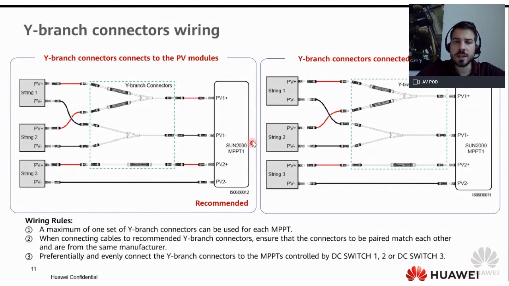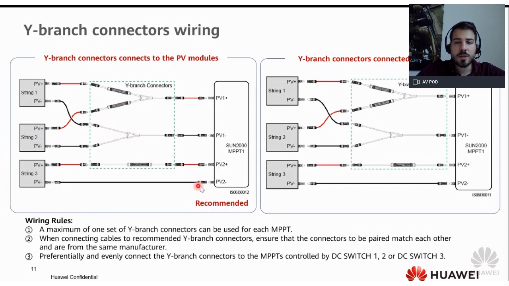So the wiring looks like this: we have the string connection plus and minus for the first string and the second string. And you can divide the first string connection by using the Y-branch connector. And in reality, this is how it looks. So the first string's plus part connects to this part, and the second string's plus part connects to the other side of the Y-branch connector.